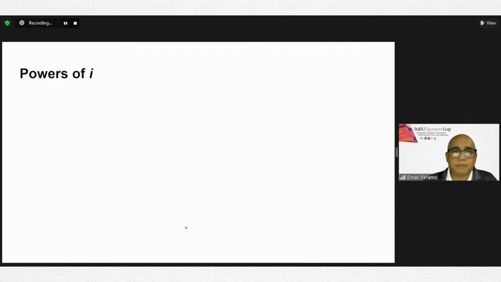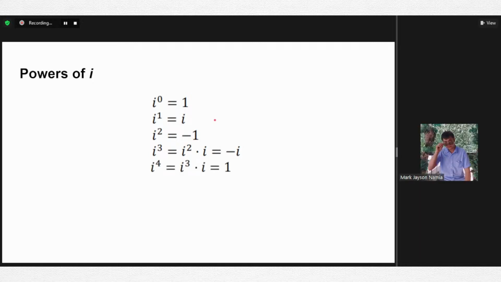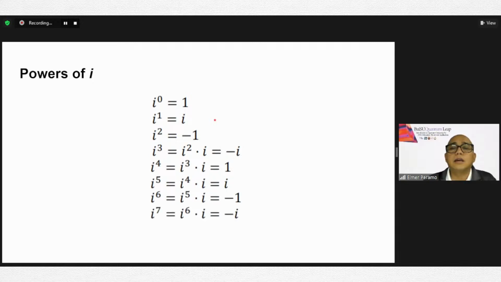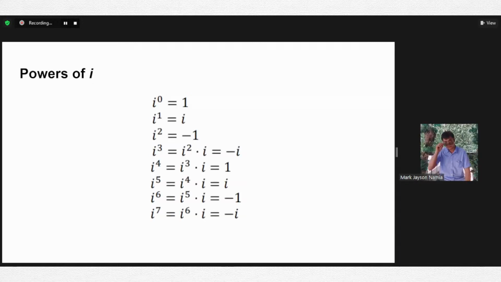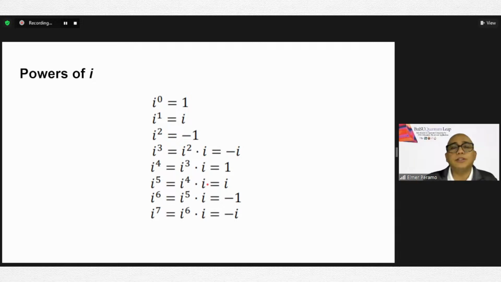Powers of I, or the imaginary I: I raised to 0 is 1, I raised to 1 is I, I squared is negative 1. If you multiply I with I squared, so I times negative 1, that's negative I. And as you can see, it will just rotate. It will just be in cycles of 4.